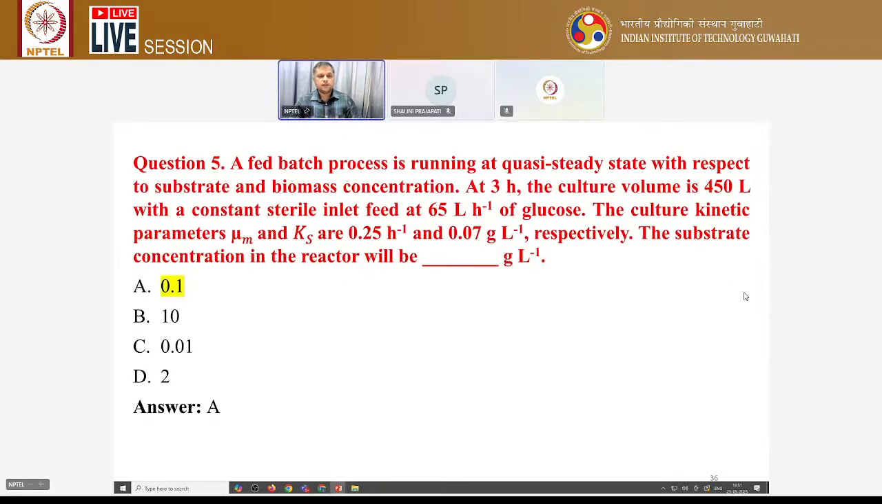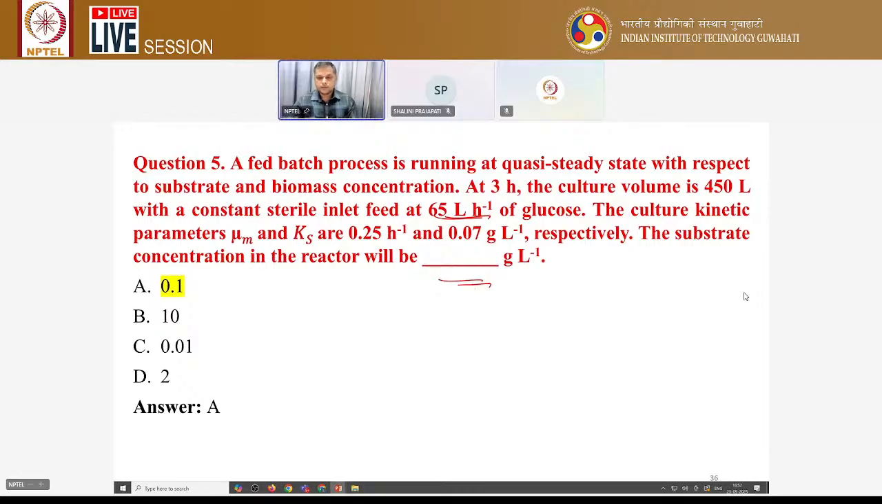Next question is, a fed batch process is running at quasi-steady state with respect to substrate and biomass concentration. At 3 hours, the culture volume is 450 liter, with a constant sterile inlet feed rate of 65 liter per hour. The kinetic parameters are given: mu max as 0.25 hour inverse and Ks 0.07 gram per liter. We can find out the substrate concentration in the bioreactor.